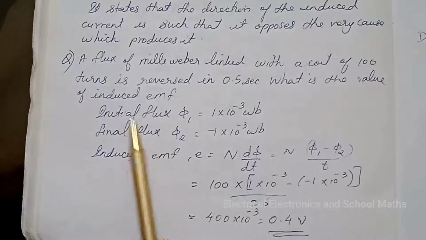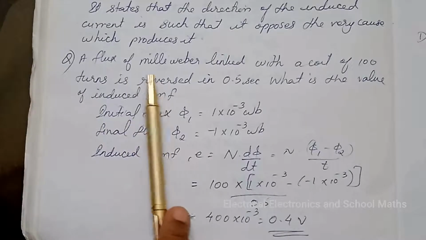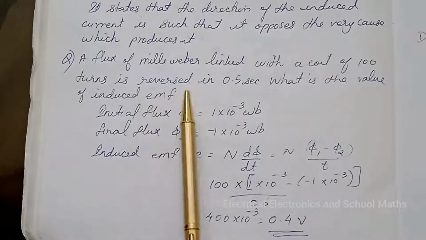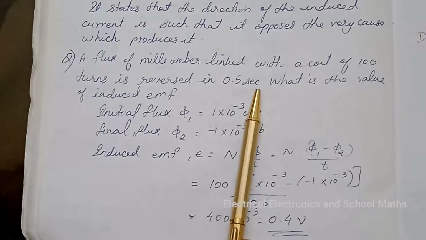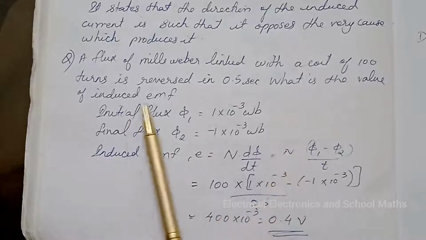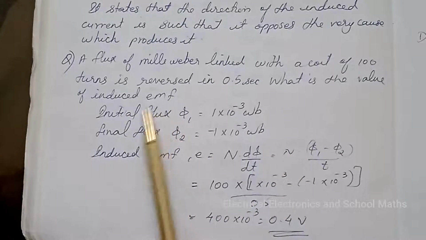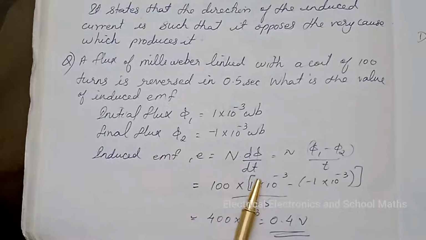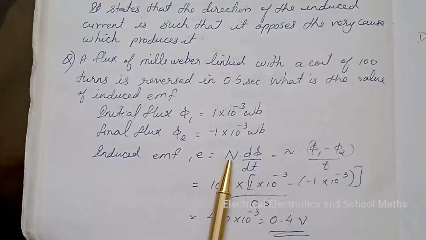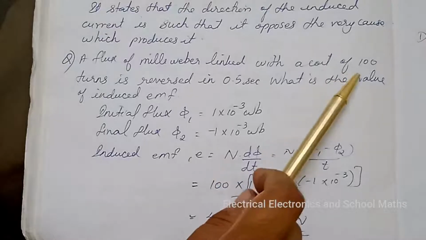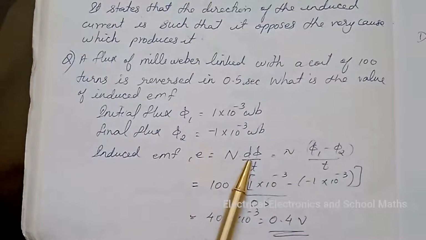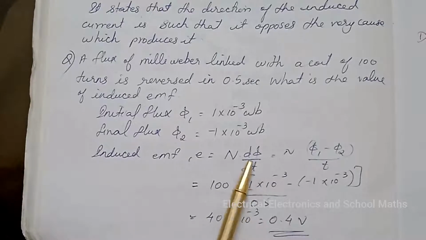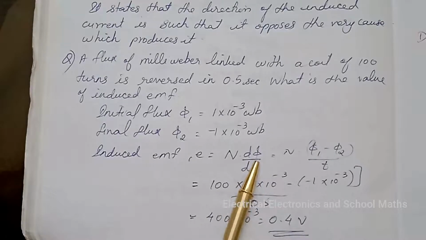Let us go through a simple problem. A flux of 1 milliweber linked with a coil of 100 turns is reversed in 0.5 second. What is the value of induced EMF? We know induced EMF is equal to N into d phi by dt. N is the number of turns and is given as 100. And we have to find d phi by dt, that is the change in flux.